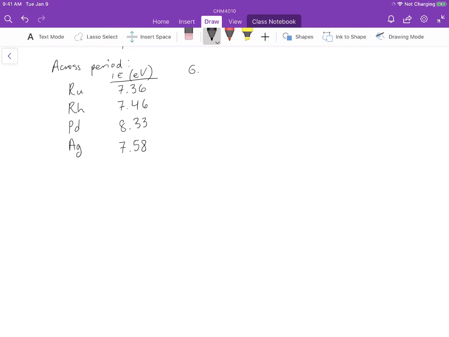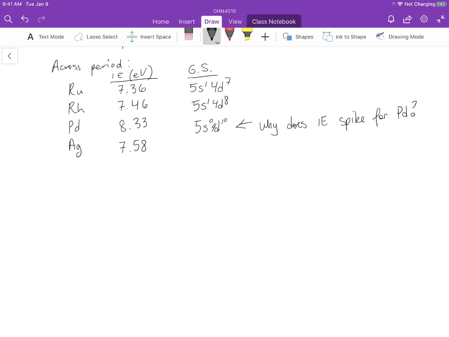In this case we can write out what the ground states are. 5s1 4d7, 5s1 4d8, 5s0 4d10. So we could think of it as silver being lower, or we can think of it as a spike for palladium. So why does ionization energy spike for palladium?